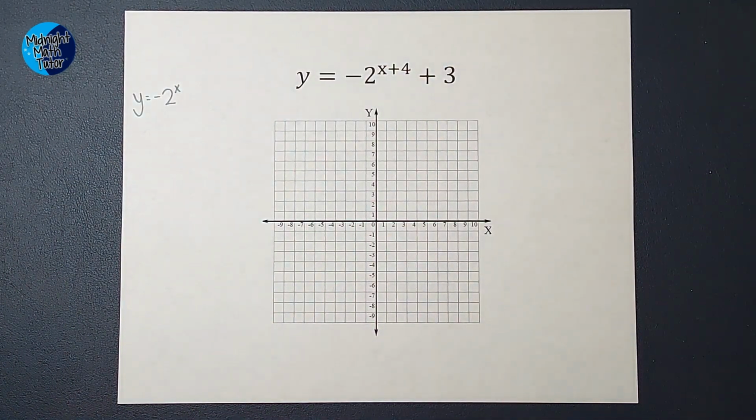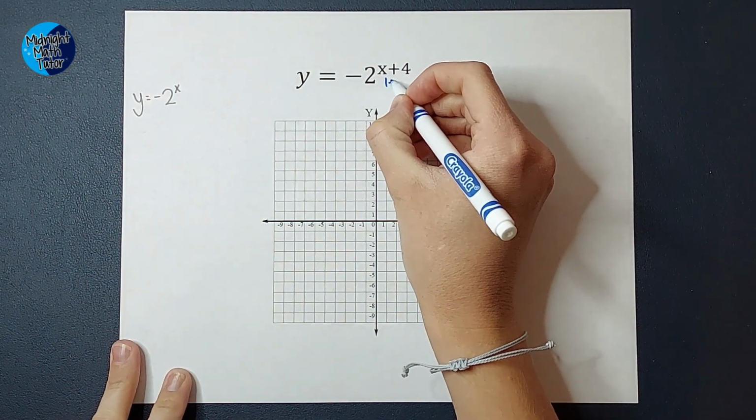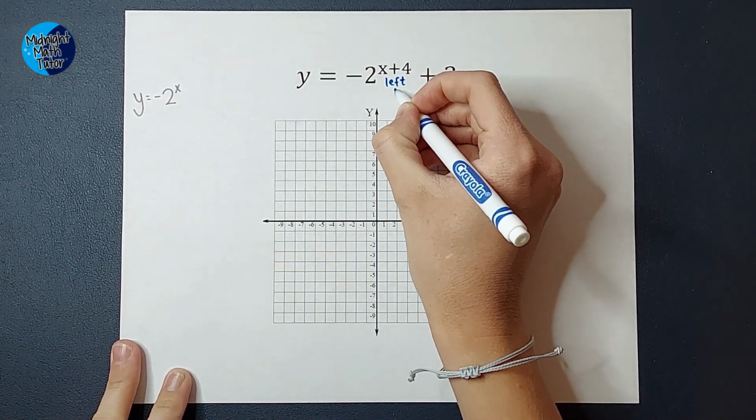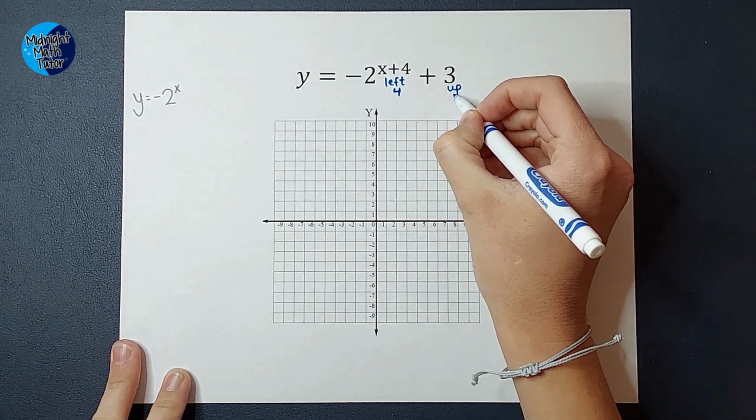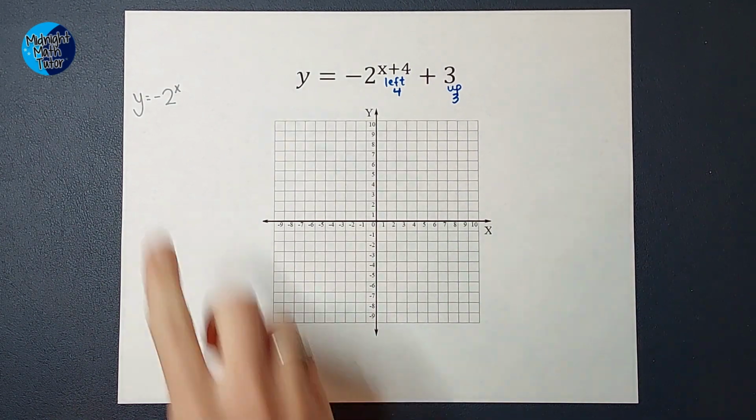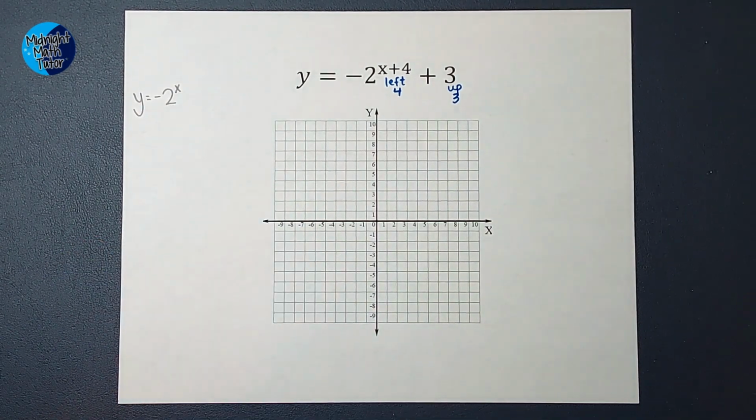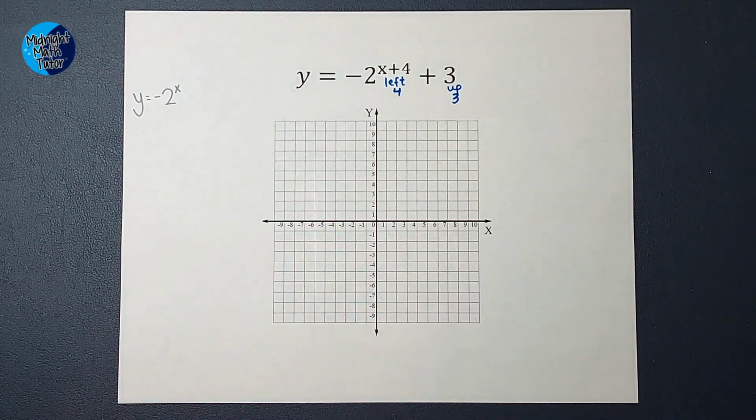So that +4 tells me that my graph is going to shift to the left 4, and the +3 on the back tells me my graph is going to shift up 3, right? Now that negative out front is taken care of because we are using it as a part of our parent graph. To figure out what this looks like, I'm going to create a table.